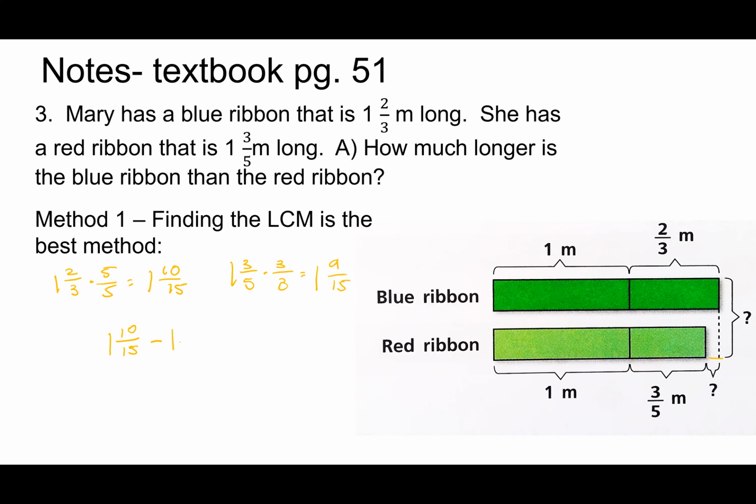Okay, but 1 and 10/15 minus 1 and 9/15. All right, 1 minus 1 is what, class? 0. Okay, so we don't need to deal with the ones. What's 10 minus 9? So how many 15ths of a meter is it? 1/15 of a meter. Okay, good.